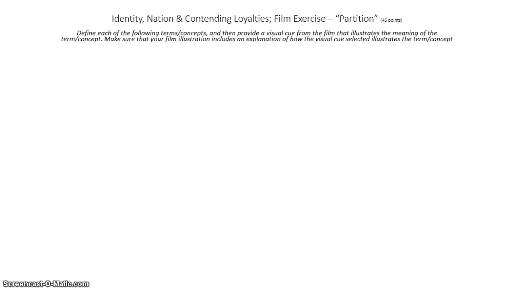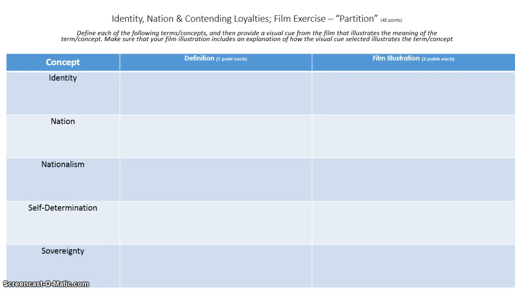Along with this, and as part of the film illustration, you'll have to ensure that you have an explanation of exactly how the visual cue that you have selected illustrates the meaning of the term and or concept. We'll go through this again, but before we do that, let's go through the actual terms and concepts that you will be focusing on. Here's the first set of 5. Identity, nation, nationalism, self-determination, and sovereignty.